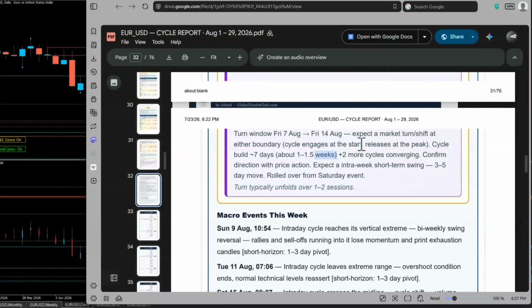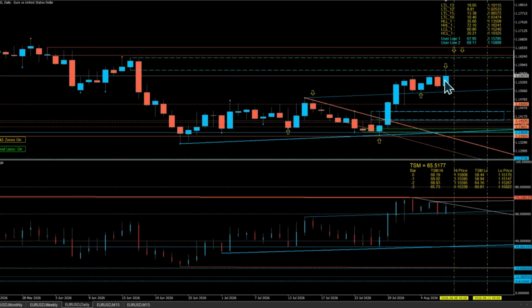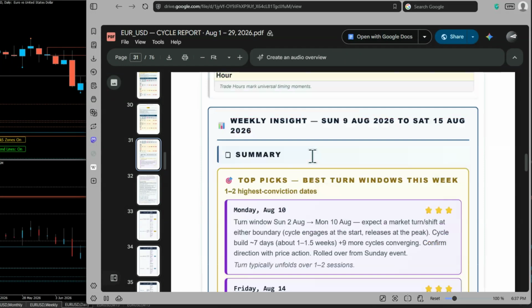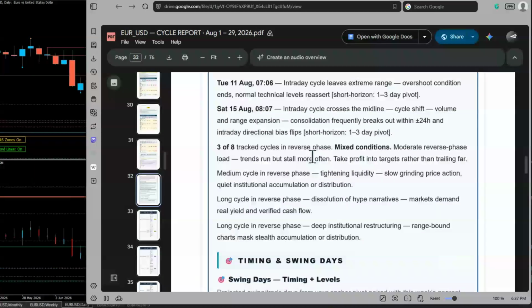Cycle engages at the start, releases at the peak. So cycle builds 7 days. That's your Friday 7th going into 14th. So if it does fall off from here, we should be able to follow it into a Friday where the market will come to a level where we expect intra-week short-term swing 3 to 5 day moves. So it should dip into there, rolled over from Saturday event. So the market should pull us into Saturday.